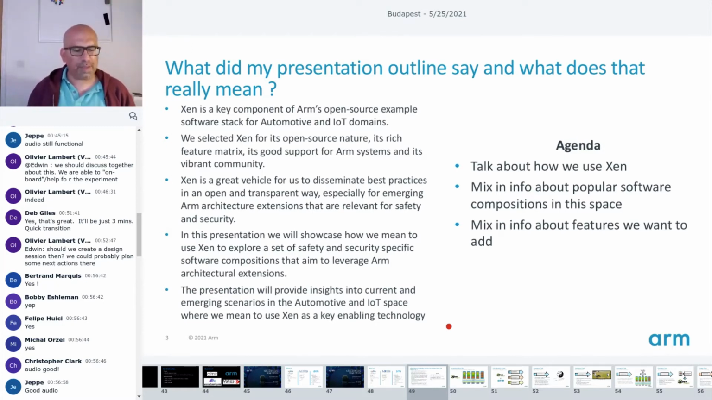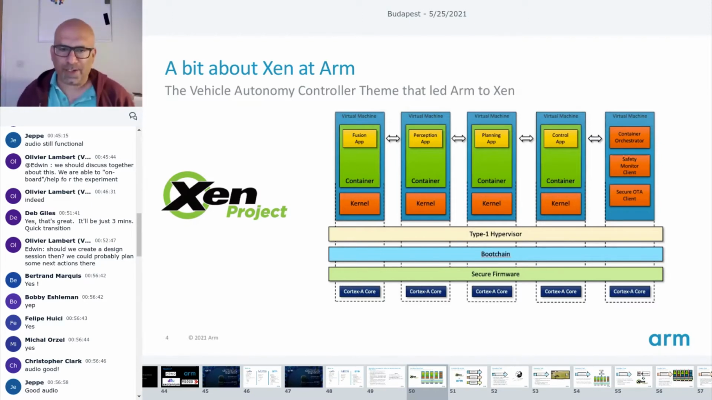Why do we need something like Zen? Because virtualization in the context of automotive and IoT is obviously very important, and we want to use Zen as a vehicle, no pun intended, to disseminate best practices. So the approach I've taken here is that I want to talk about how we are using Zen right now, and as I'm talking about that, explain what are the popular software compositions that we see in the industry, and some that we don't, but which we are meaning to engineer, and then talk about stuff that's on the horizon, right? That bit is more about trying to seed thinking more than anything else, but I'll come to that.